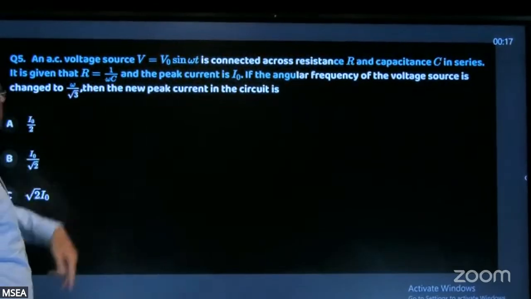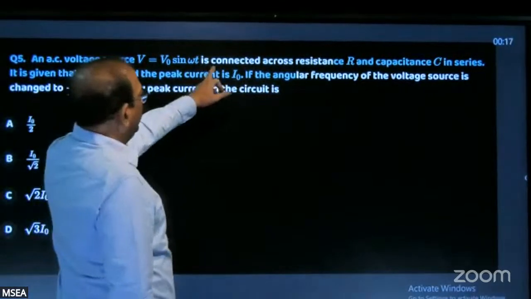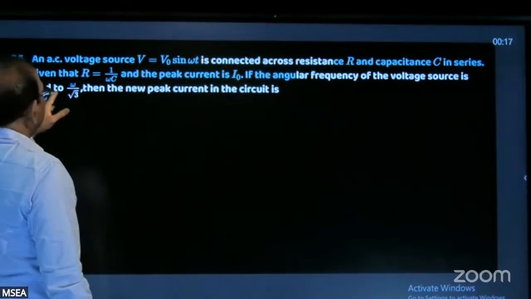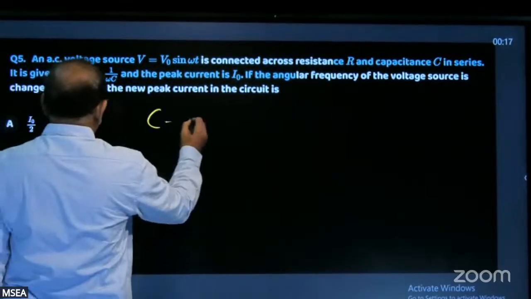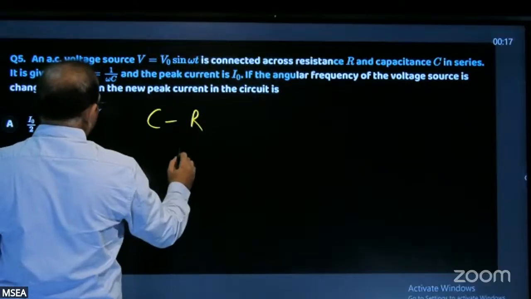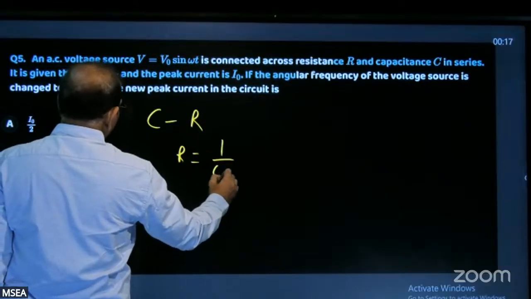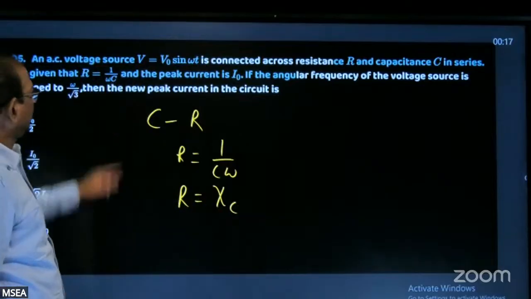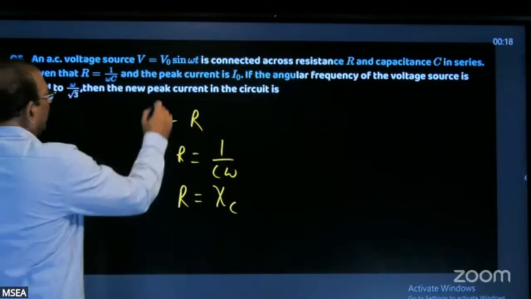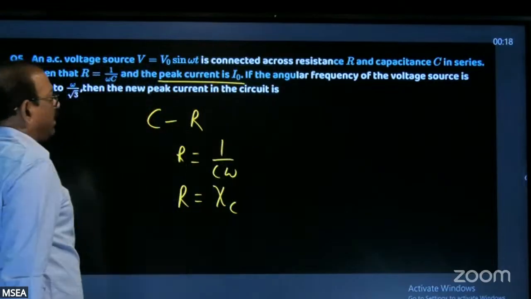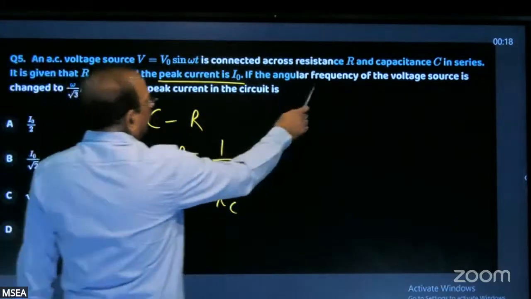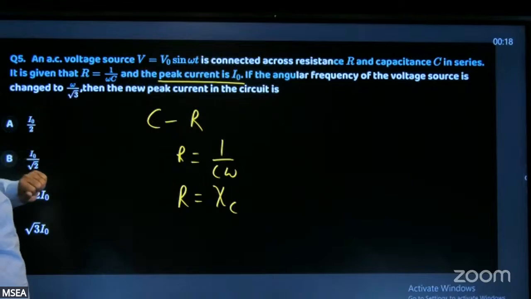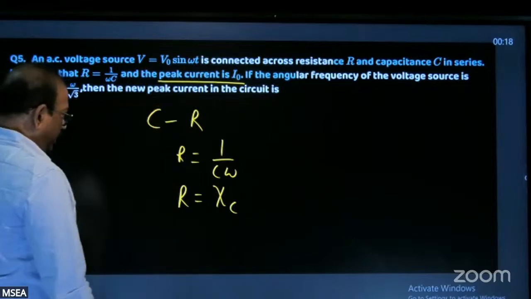See, an AC voltage source V equal to V naught sin omega t is connected across a resistance and capacitor which are in series. It is a CR series circuit, and the given condition is R is 1 by C omega, R is equal to the capacitive reactance. And the peak current, maximum current, is I naught. If the angular frequency of the voltage source is changed to omega by root 3, then the new peak current is?